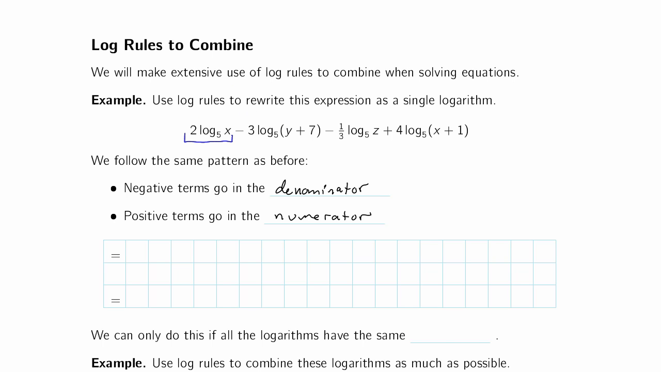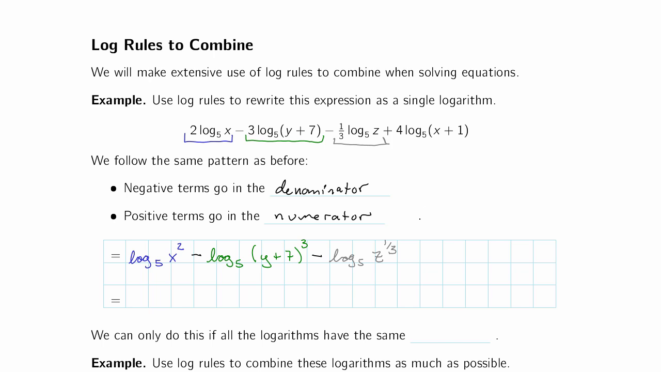So this term, I have 2 times the log of x. That's going to be the log of x to the 2. Then I have a minus sign. This term I have 3 times the log of y plus 7. That's going to be the log of y plus 7 to the 3rd. Then I have another minus sign. This term, I have a 3rd times the log of z. That's going to be the log of z to the 1/3.